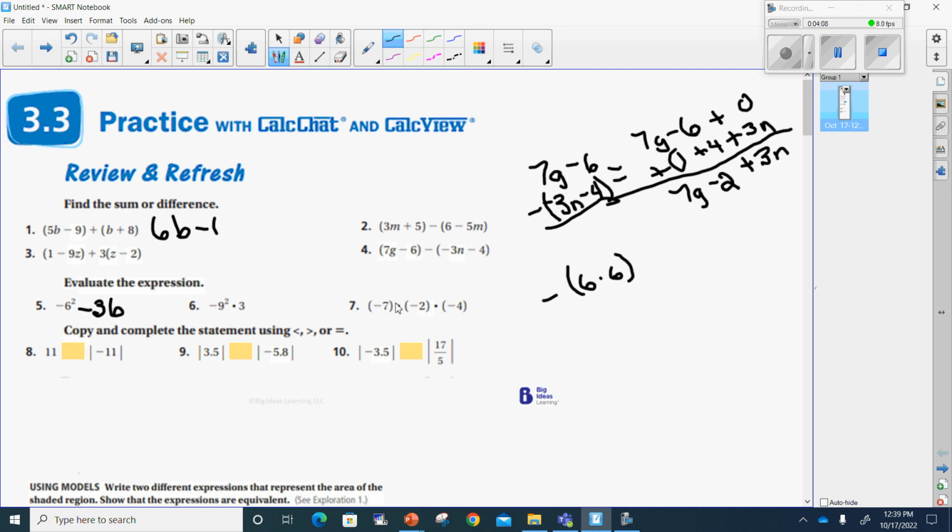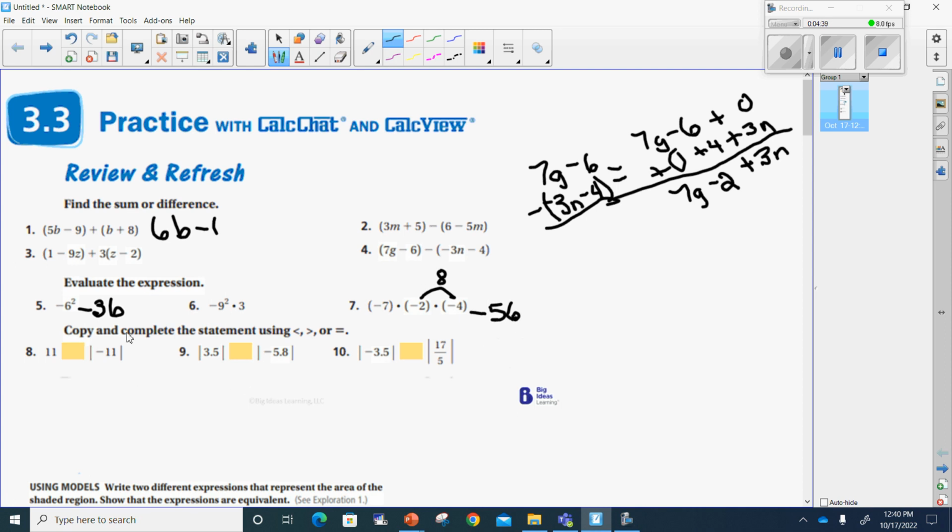Number 7 is next. I got a negative times a negative times a negative. Well, that's definitely going to give me a negative answer. Now, I've got 7 times 2 times 4. I know 2 times 4 is 8. 8 times 7 is 56. So this should be a negative 56.